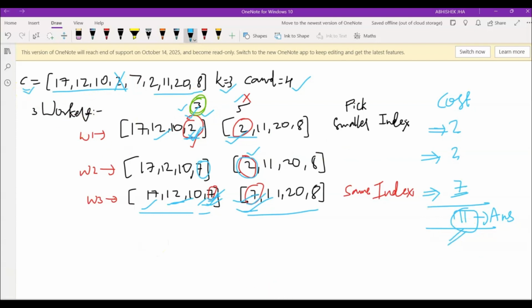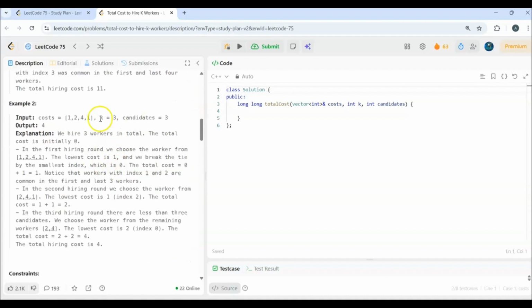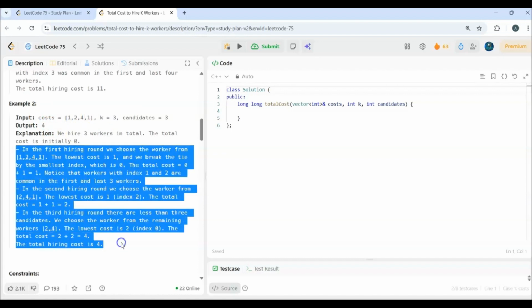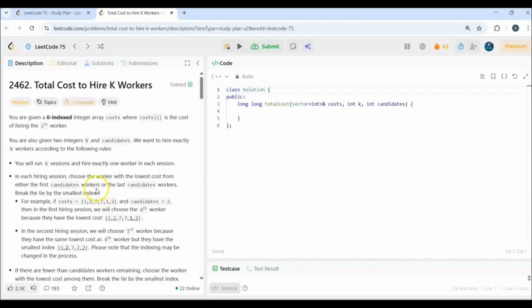In the same way, the example 2 works, where we need to hire 3 workers and the group of candidates here would be 3. So we'll run 3 sessions, and we can see here that the total cost to hire these k workers in this cost array would be 4. The explanation is given here, where in the first hiring session, the lowest cost is 1, and in the second hiring session, the lowest cost is also 1, and in the final hiring session, the lowest cost is 2. So the total cost here would be 4. So I hope the problem statement is clear.